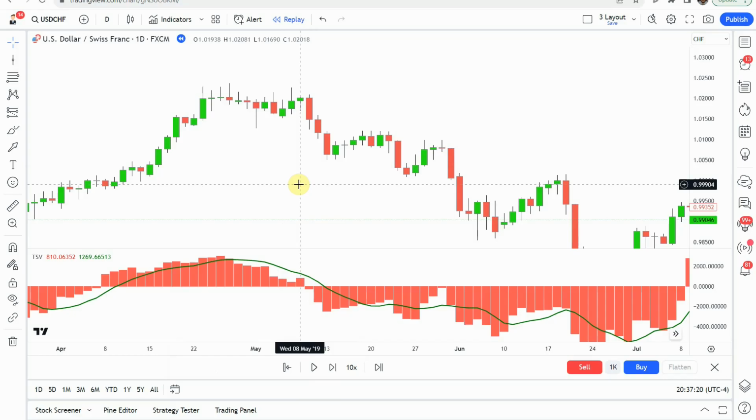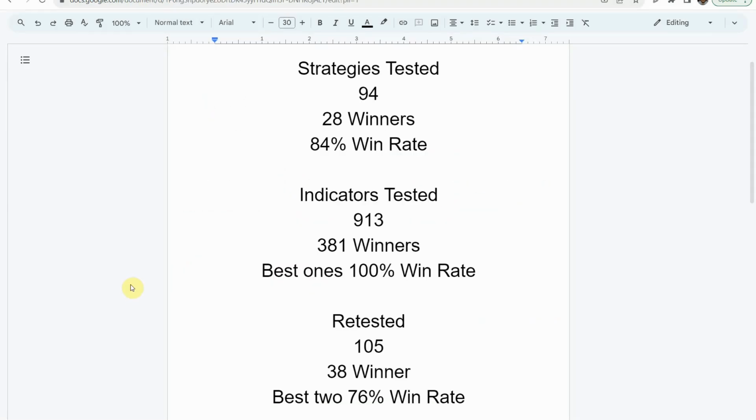Alright, as I said, today we will be looking at an advanced testing of the TSV indicator. Before we do though, I wanted to put the testing scoreboard up for everyone to see. So to date, we have tested a total of 94 different strategies, with 28 of them being winners. The best ones so far were able to achieve an 84% win rate. We've also tested a total of 913 indicators, with 381 of them being winners. The best ones so far were able to achieve a 100% win rate.